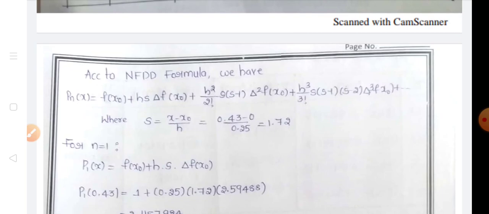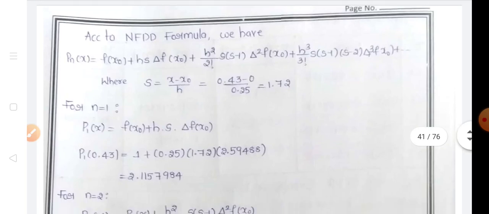According to Newton's forward divided difference formula, we have Pn of x is equal to f of x naught plus hs delta f of x naught plus h square by 2 factorial s into s minus 1 delta square f of x naught plus h cube by 3 factorial s into s minus 1 into s minus 2 delta cube f of x naught plus so on, where s equals (x minus x naught) by h, which is (0.43 minus 0) divided by 0.25, equals 1.72 for n is equal to 1.